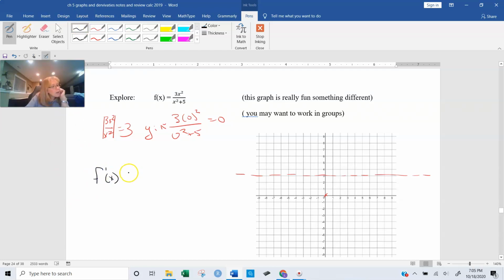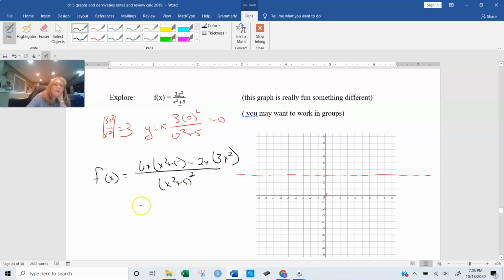So remember, this here is finding maxes and mins. So for the first derivative, you have to use the quotient rule. So the derivative of the numerator, 6x, times the denominator, minus the derivative of the denominator, which is 2x, times the numerator, all over the denominator squared.